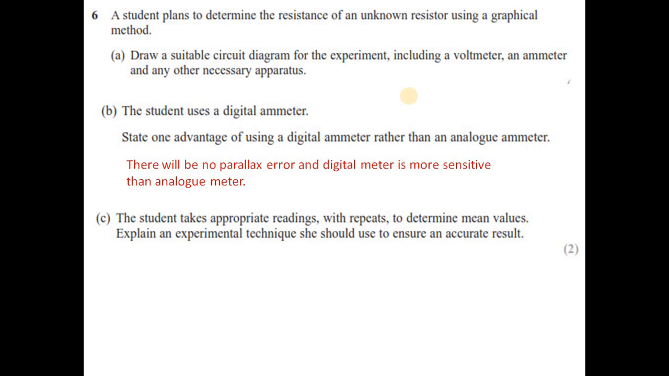The student takes appropriate readings with repeats to determine mean values. Explain an experimental technique she should use to ensure an accurate result. This is all about passing current through a circuit. So there is one important technique to improve the accuracy: once we note down the reading from the voltmeter and ammeter, we will have to note it down.